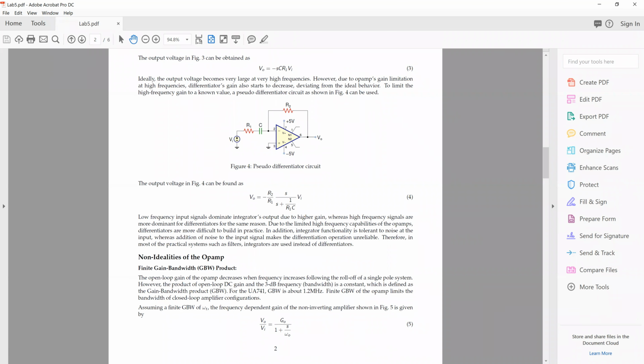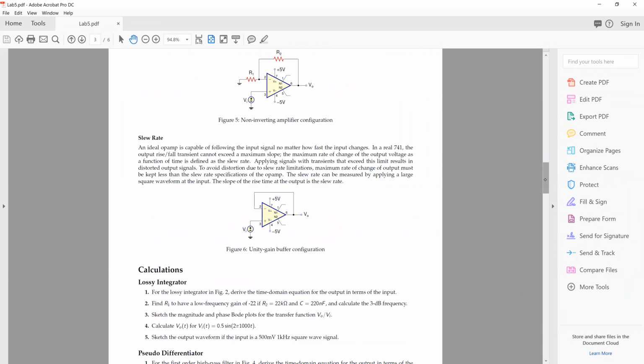Let's see what else lab 5 talks about. So we just saw that, and you'll actually be measuring the gain bandwidth products in measurements. Okay, and now there's something called slew rate. Slew rate is again the rate at which a signal can change, right?